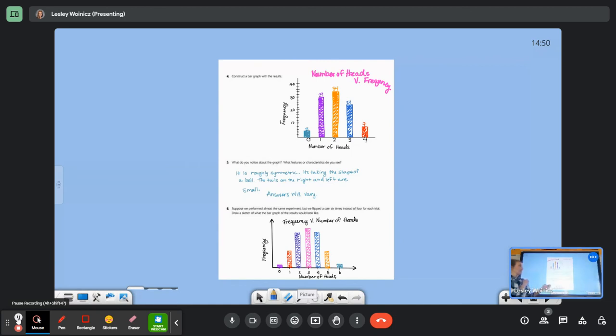was to anticipate what the bar graph would look like if we flipped a coin 6 times instead of 4 for each trial. So you would have the possibility of getting up to 6 heads, okay? And we would imagine that it would still have that same bell type shape, that it would be symmetric. Okay, it's probably not going to be perfect.